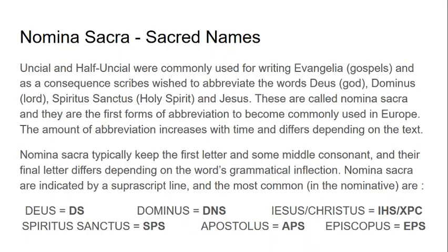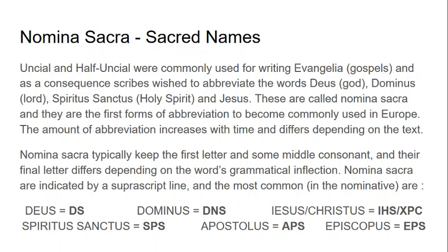And here we are, nomina sacra, sacred names. As we said, uncial and half-uncial are commonly used for writing evangelia, so these are the Gospels, and for most of the Middle Ages, especially the early Middle Ages, the Gospels are actually the main books of the Bible, along with some apocrypha that get transmitted. The Old Testament doesn't get transmitted as much or as commonly in the Middle Ages for various reasons. But that's a side topic.